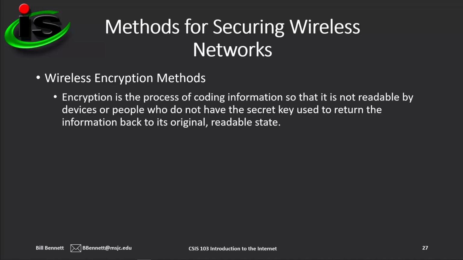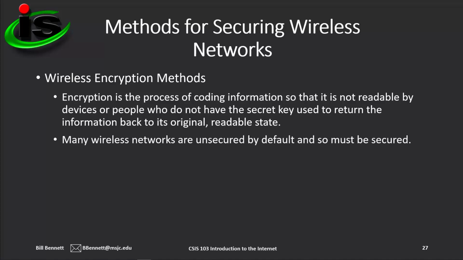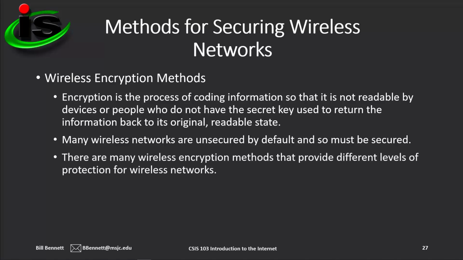As you learned in Module 6, encryption is the process of coding information so that it is not readable by devices or people who do not have the secret key used to return that information to its original readable state. By default, many wireless networks are unsecured, meaning that any compatible wireless device within the range of the network can connect to it. Unfortunately, many home and small business networks are never secured and therefore are vulnerable to various kinds of attacks. There are many wireless encryption methods that provide different levels of protection for wireless networks.